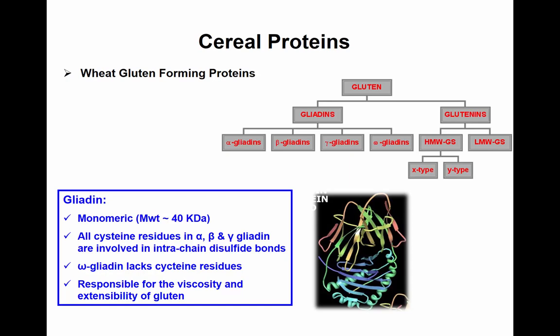In alpha, beta, and gamma, you have cysteine disulfide bonds, but within each molecule. So it's not inter, it's intra. Intra means within the same molecule you have disulfide linkages. The omega lacks cysteine residues. And these monomeric proteins are responsible for the viscosity and extensibility of the dough.